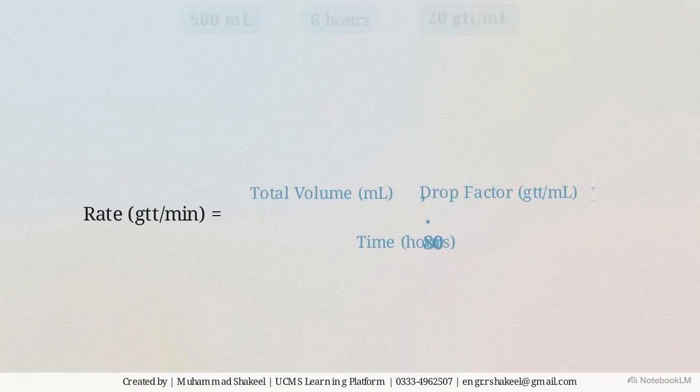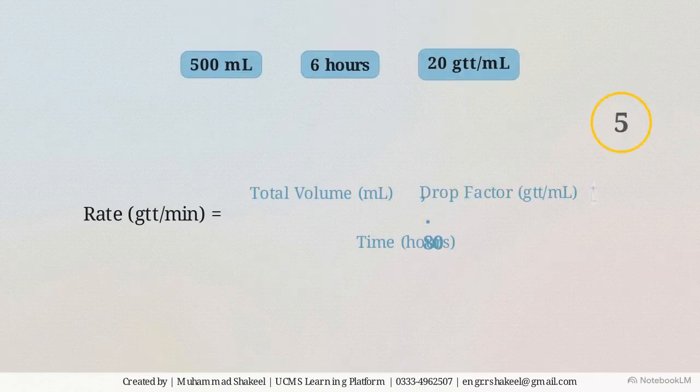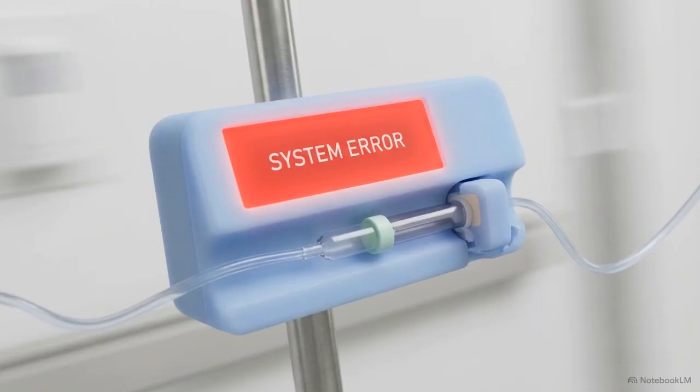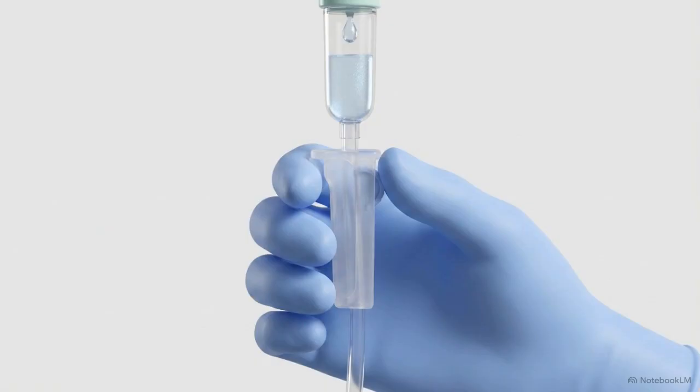Pause the video and calculate the rate for a new scenario: 500 milliliters over 6 hours at 20 drops per milliliter. The answer is 28 drops per minute. Electronic infusion pumps fail, and they are frequently unavailable during patient transport. Calculating manual drip rates ensures fluid therapy continues uninterrupted, regardless of equipment availability.